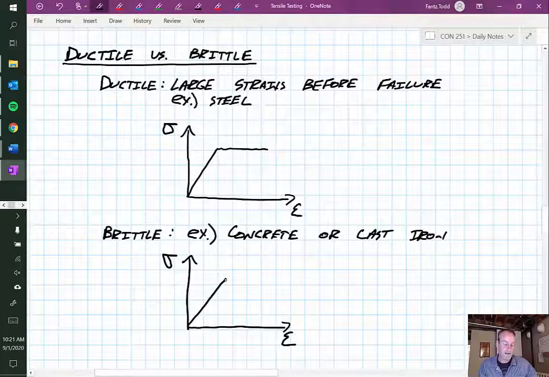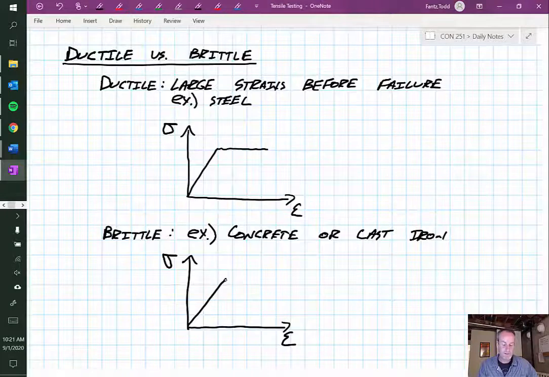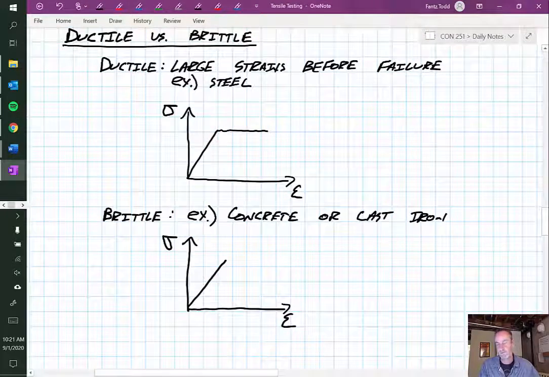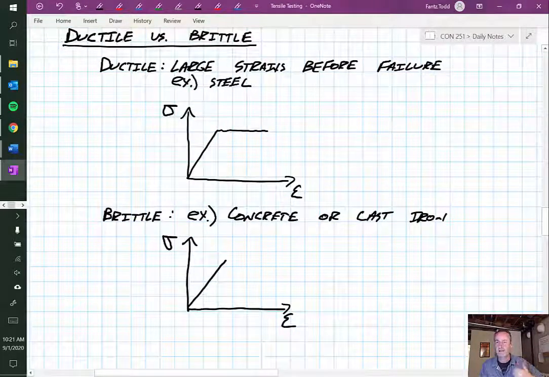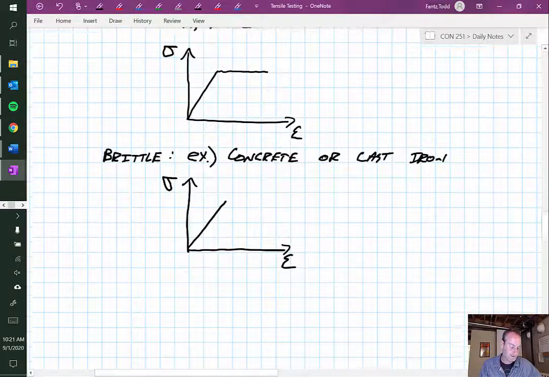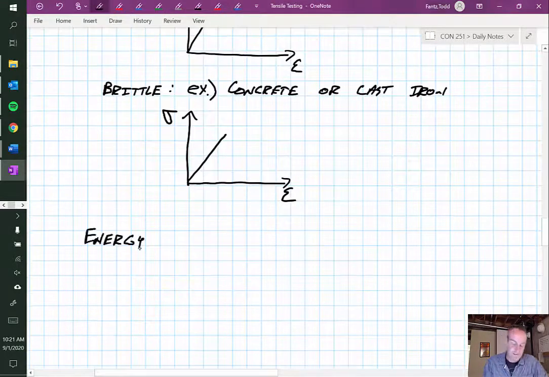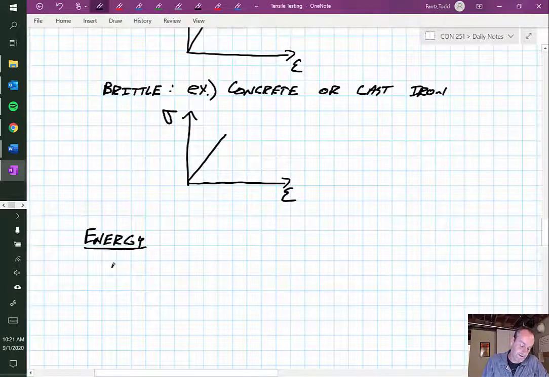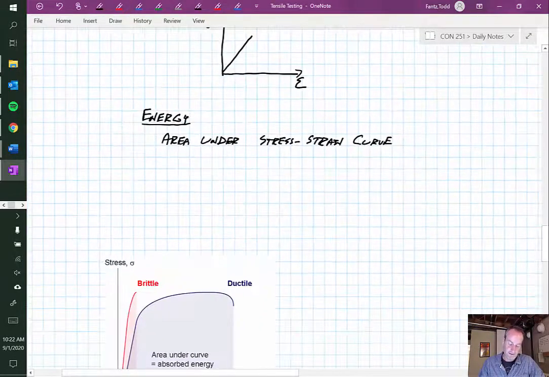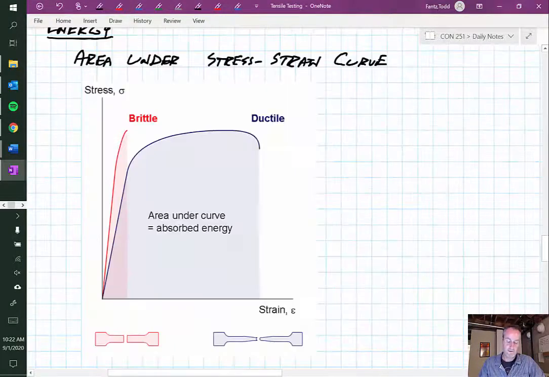So another topic we can talk about outside of ductility and brittleness is how much energy is stored within this material, or how much energy it takes to either fail or to bring the material into the yielding range. And energy is actually fairly easy to calculate. It is just the area under that stress-strain curve. I think I have a picture in here. There it is. So here you see we have these two materials we just talked about.